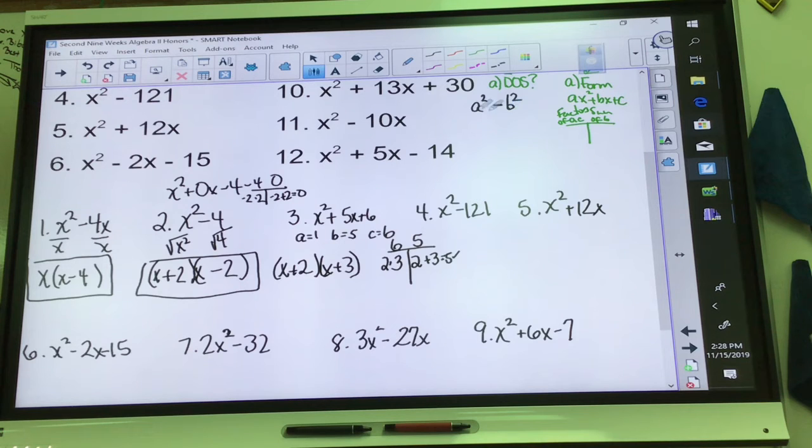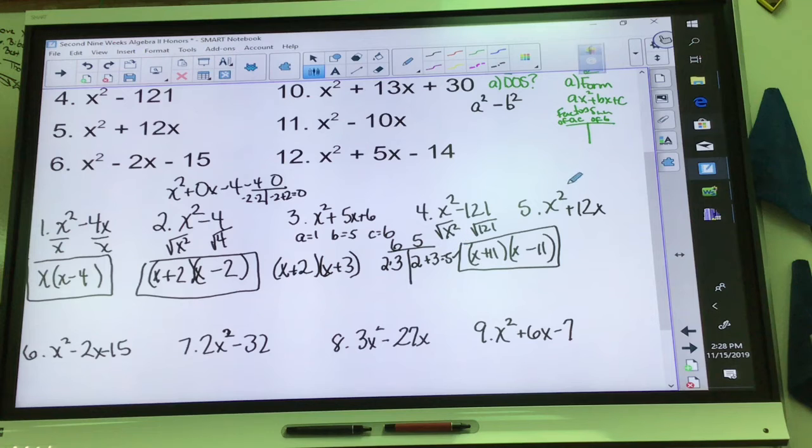Do I have a difference of squares? Yes, I do. So I automatically put 2 empty binomials, one with an addition sign, one with a subtraction sign. I take the square root of x squared, that gives me x. I take the square root of 121, that gives me 11, and I'm finished.